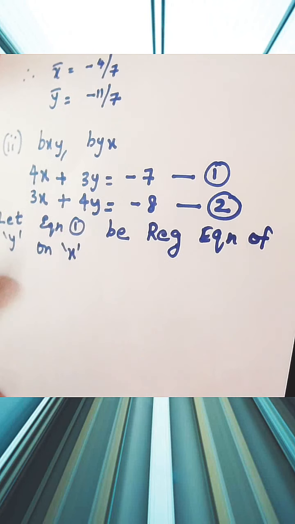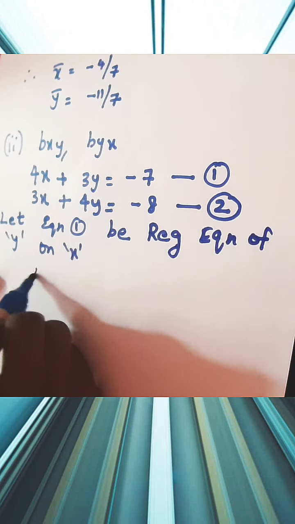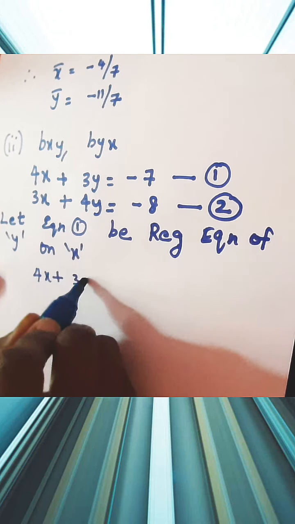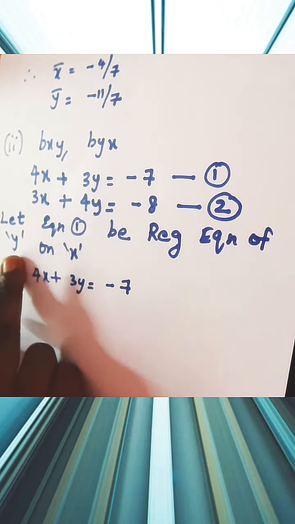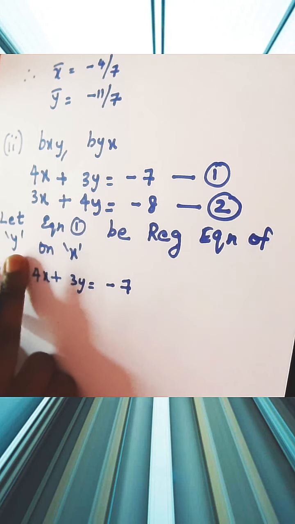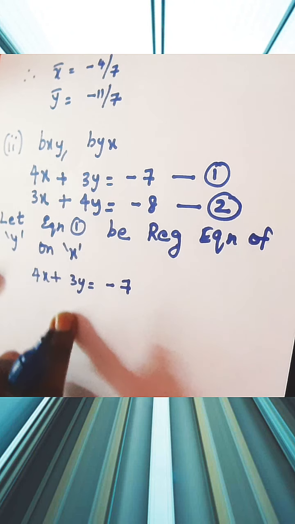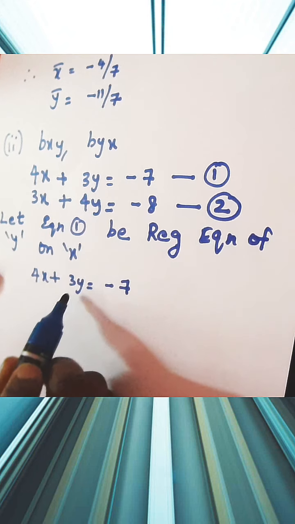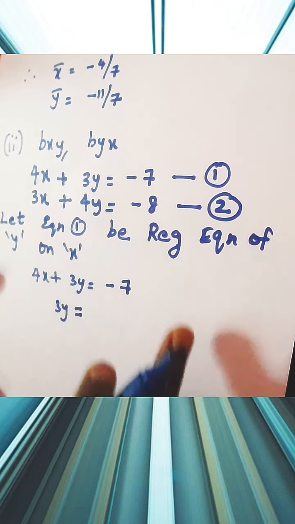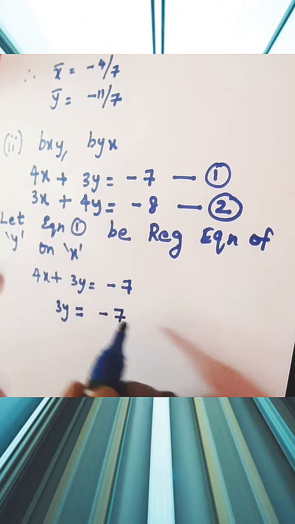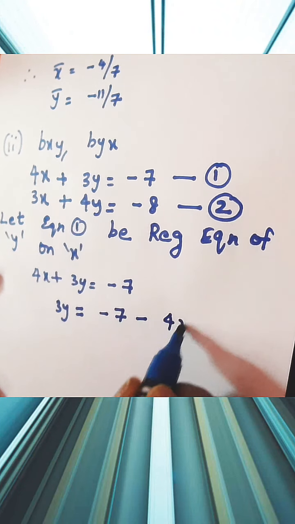Y on x. What is the given equation? 4x plus 3y is equal to negative 7. In order to find y on x, y is the dependent variable. We have to find what is y. We will keep 3y as it is. We'll bring plus 4x to the right hand side. So you have minus 7 minus 4x.